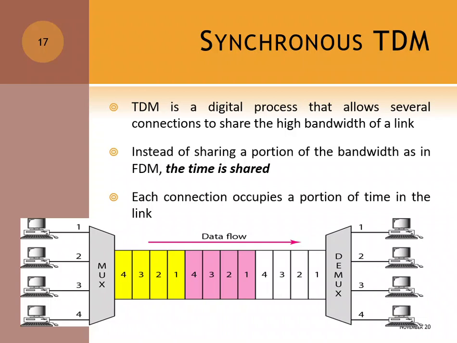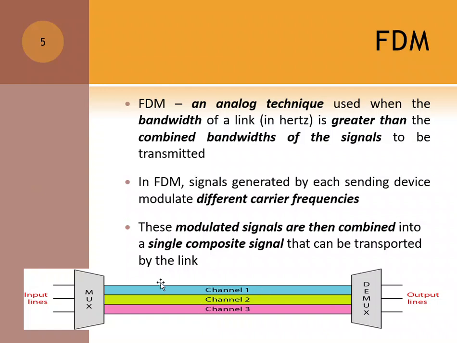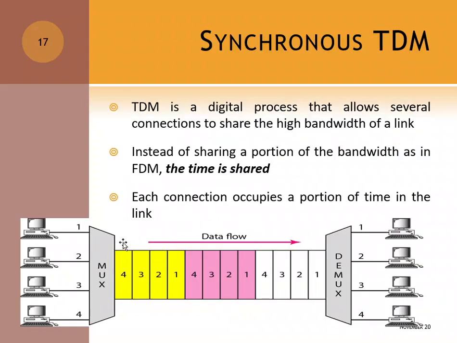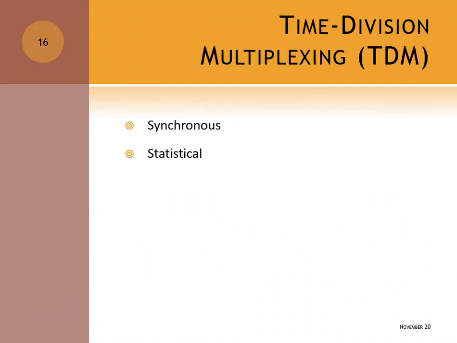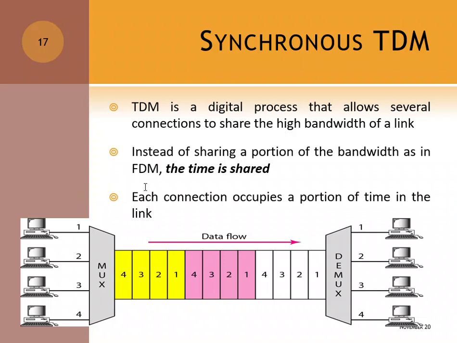okay, saya tunjuk yang FDM tadi. FDM, okay, FDM kita akan kongsi secara horizontal macam ni, horizontal melintang macam ni. Okay, kalau TDM kita akan kongsi secara vertical. Maksudnya bukan berkongsi dari segi bandwidth tetapi berkongsi dari segi masa. Sebab tu nama dia time division multiplexing. Okay. So konsep dia sama, menggabungkan beberapa signals together.